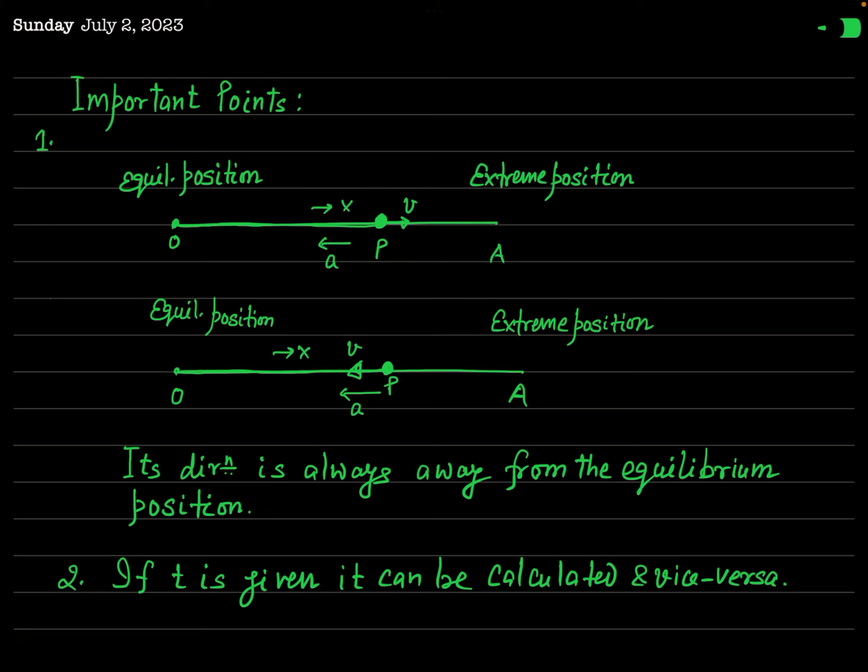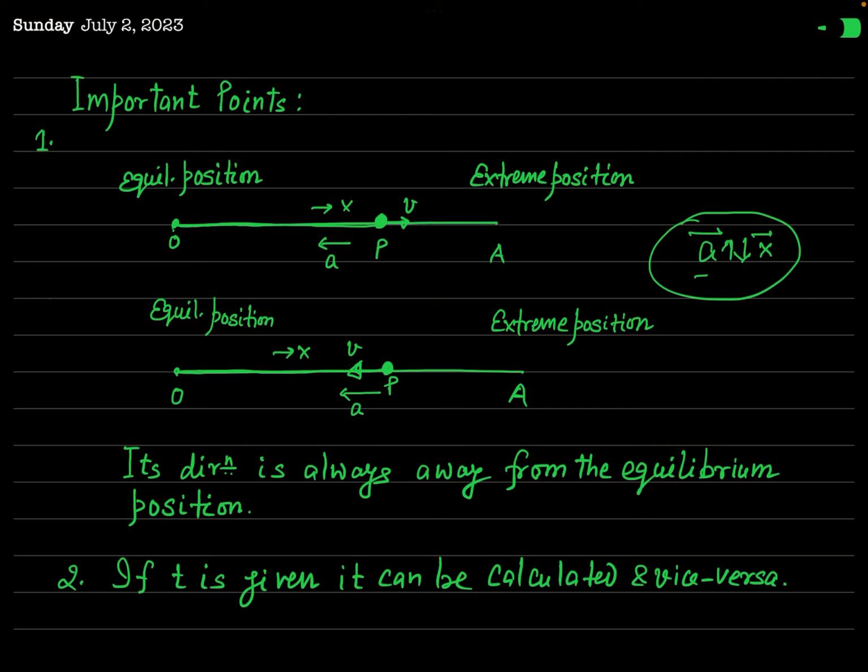And this acceleration a is also always directed towards the equilibrium position. So you can say that acceleration is always in the opposite direction of the displacement. It is anti-parallel to x. This is an important feature of simple harmonic motion, that during this, the acceleration is always towards the equilibrium position and displacement is always away from the equilibrium position. So these two vectors are just in opposite directions.